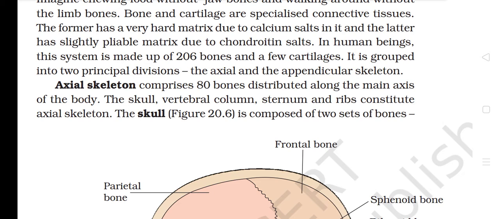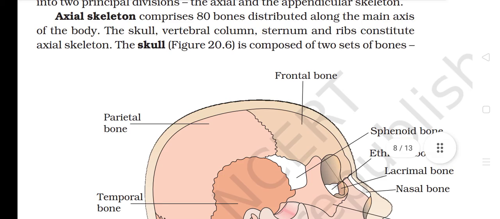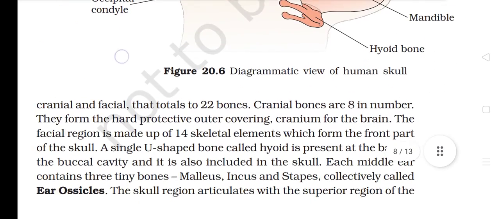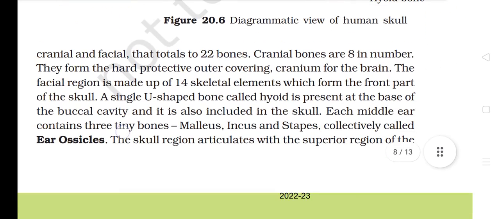It is grouped into two principal divisions, the axial and the appendicular skeleton. Axial skeleton comprises 80 bones distributed along the main axis of the body. The skull, vertebral column, sternum, and ribs constitute the axial skeleton. The skull is composed of two sets of bones, cranial and facial, that totals to 22 bones. Cranial bones are 8 in number. They form the hard protective outer covering, cranium, for the brain. The facial region is made up of 14 skeletal elements which form the front part of the skull.